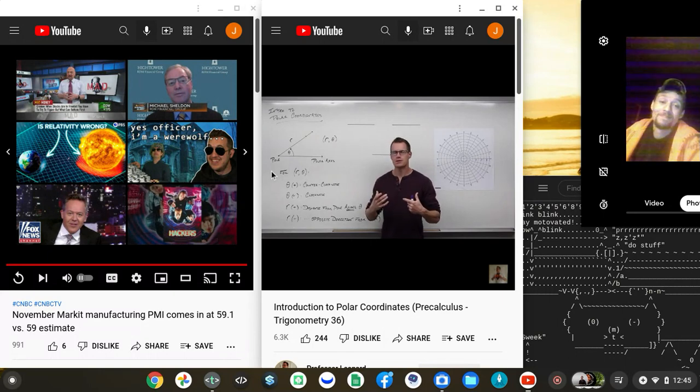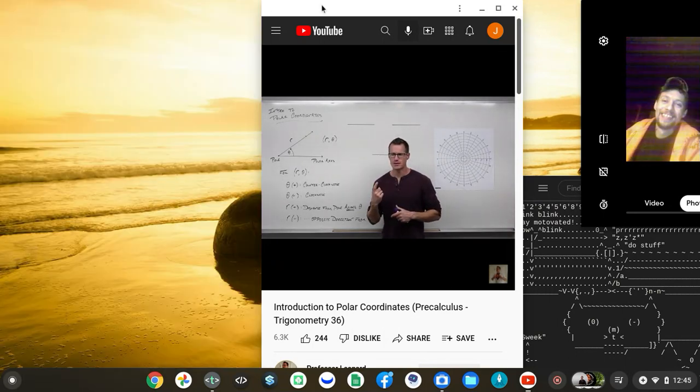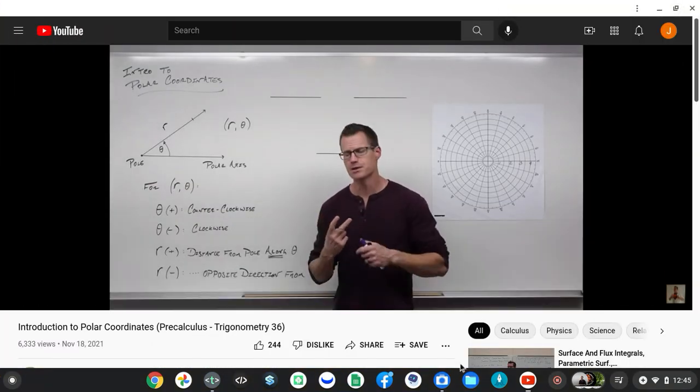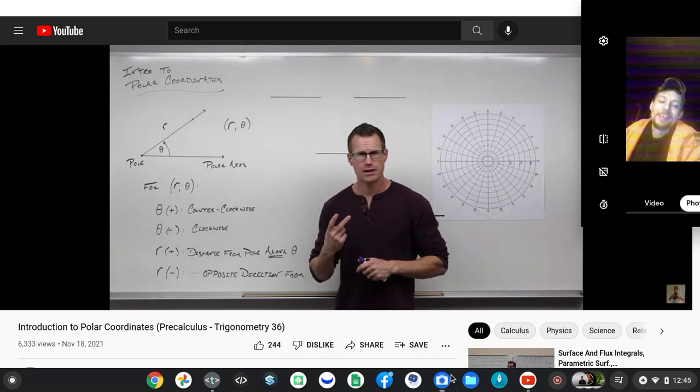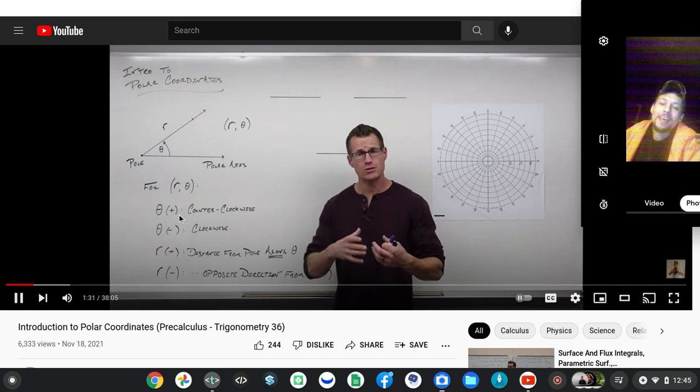So learning this will be a very, very useful tool. It can let you graph things that aren't even functions in X and Y, but are in polar coordinates. It can make certain things in calculus 2 and 3 a lot easier.